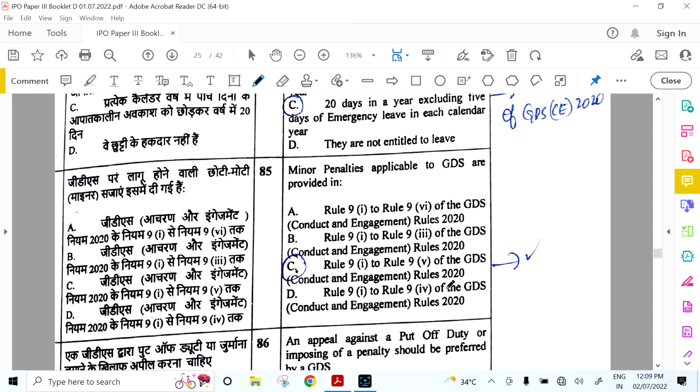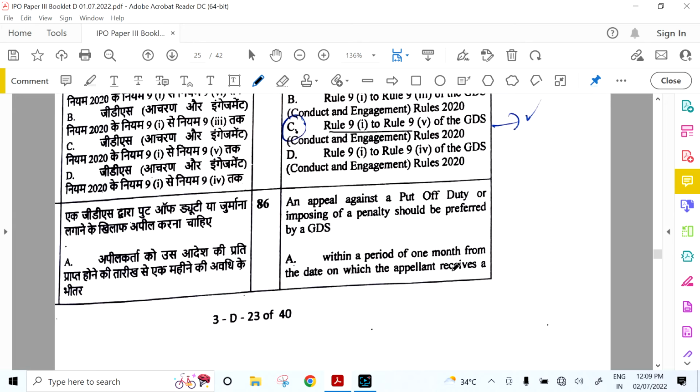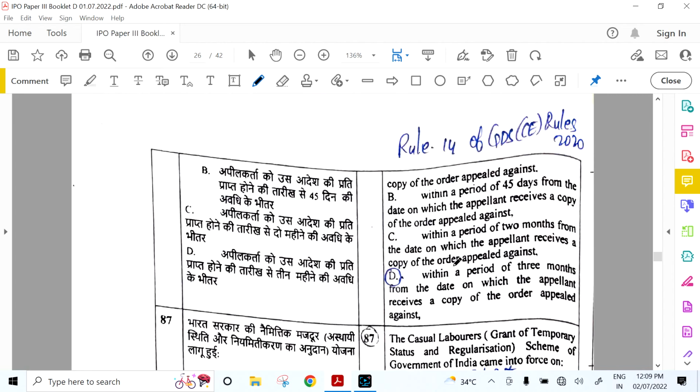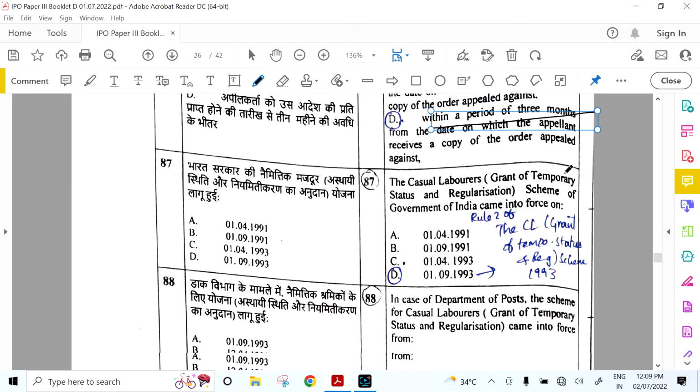Minor penalties applicable to GDS are provided in Rule 9.1 to Rule 9.5 of GDS Conduct and Engagement Rules 2020. An appeal against being put off duty or against a penalty imposed should be preferred by a GDS within a period of 3 months from the date on which the appellant receives a copy of the order appealed against. It is Rule 14 of GDS Conduct and Engagement Rules.